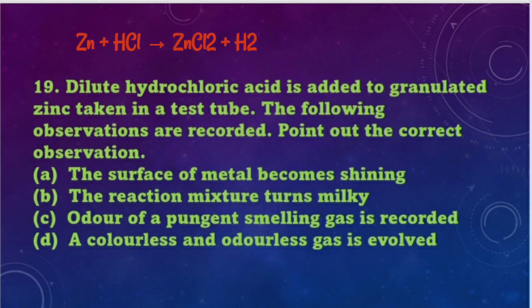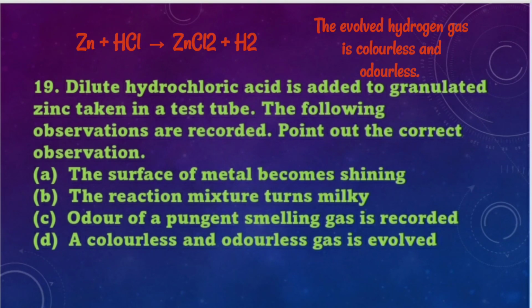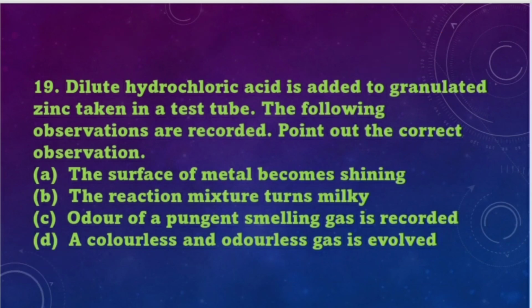Now if you write the equation, zinc reacts with HCl to form zinc chloride and hydrogen gas. Now this evolved hydrogen gas is colorless and odorless. So here the answer is option D, that is a colorless and odorless gas is evolved.